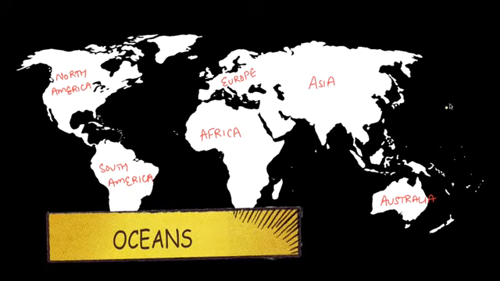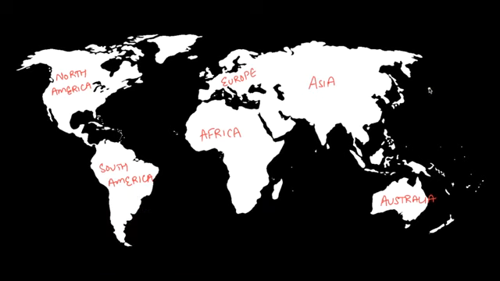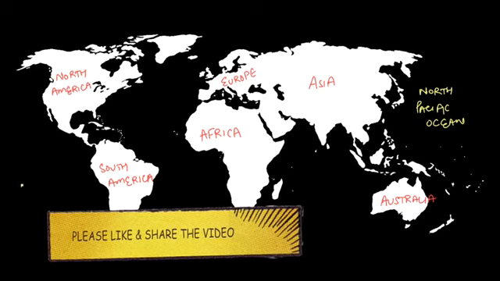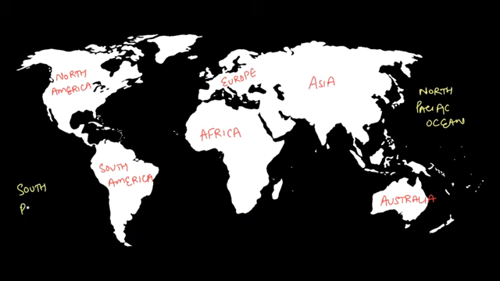Now let us look at the oceans. The first one and the largest is the Pacific Ocean. So this is the North Pacific Ocean, whereas this is the South Pacific Ocean. So as the Earth is round, this Pacific Ocean is same as this one.